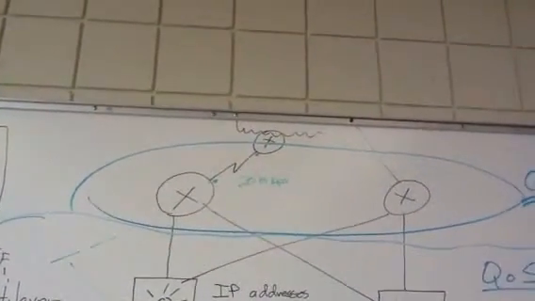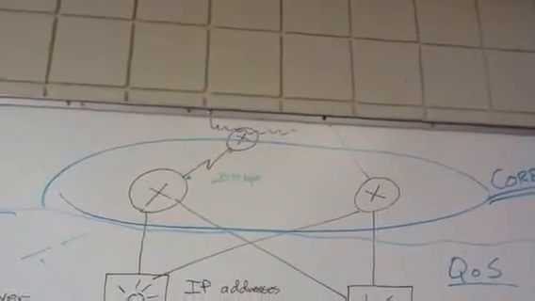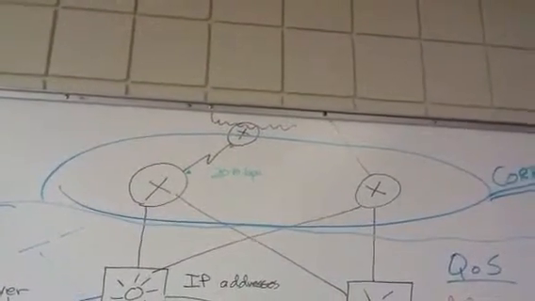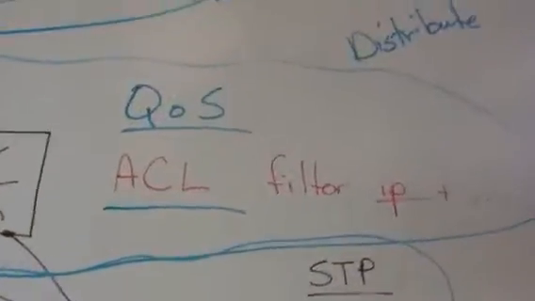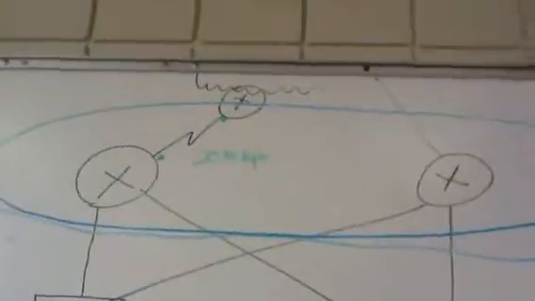So the only thing those core layer devices really should be doing is determining the best route and sending the packets out. We do not want them doing any of this work. This work should be done at the distribution layer before we ever send any packets to the core layer.